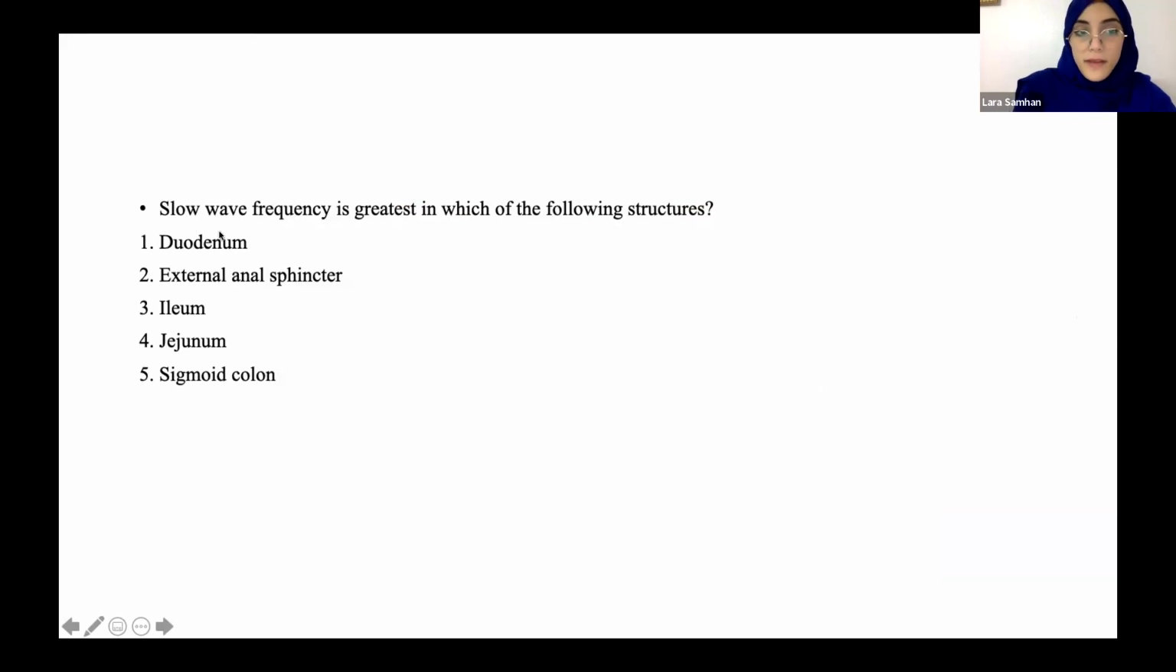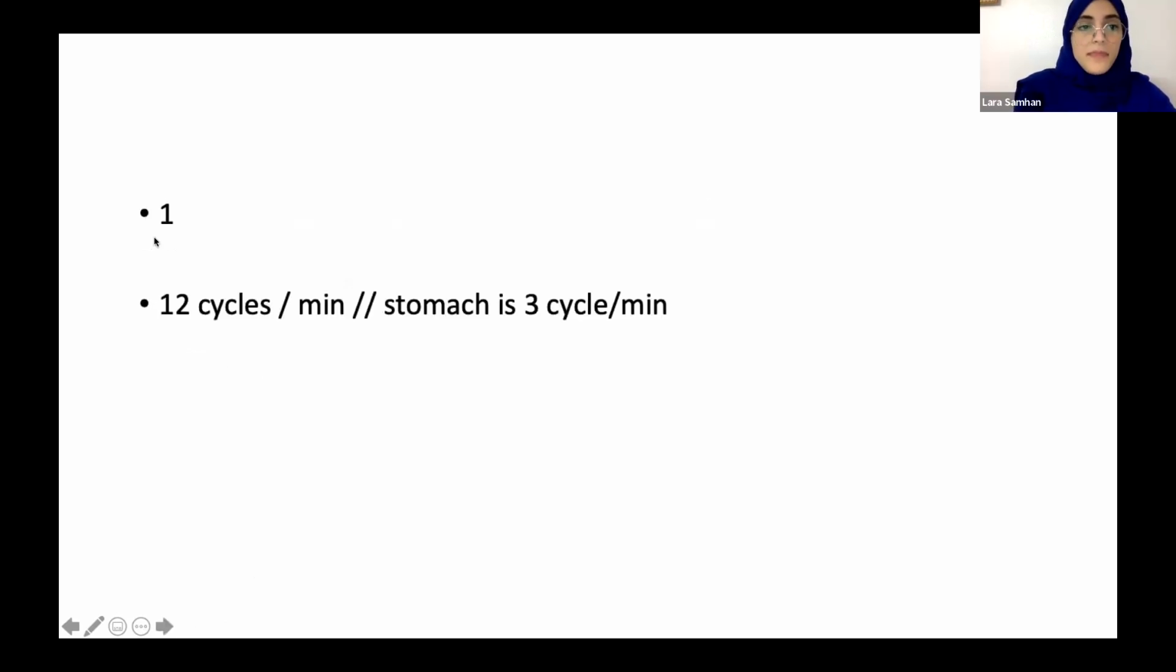The greatest slow wave frequency among the whole GI tract is actually in the duodenum, as we can see in this picture. So why the duodenum? Because in the stomach the cycle takes about 3 minutes per cycle, compared to the duodenum, where the frequency is 12 cycles per minute. So because of that, the duodenum has a higher frequency compared to other parts of the GI, or to be more specific, compared to the stomach.